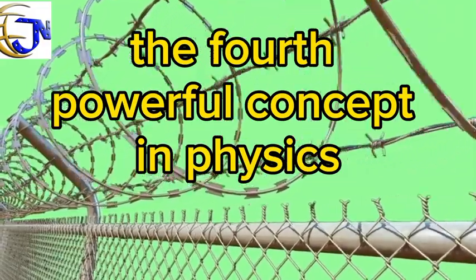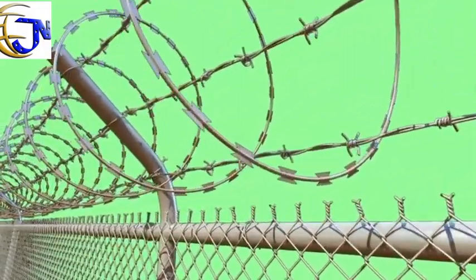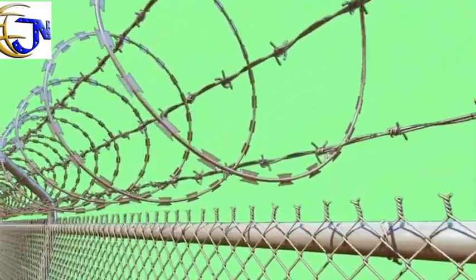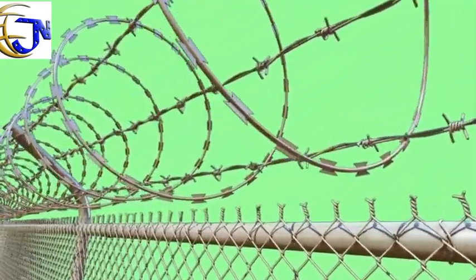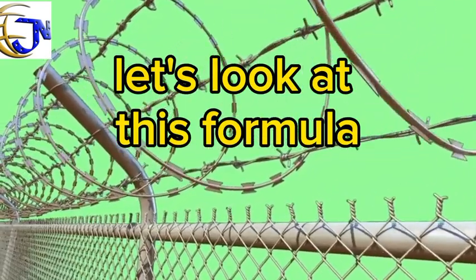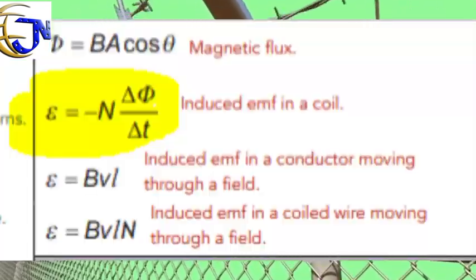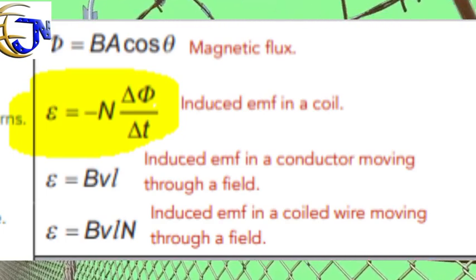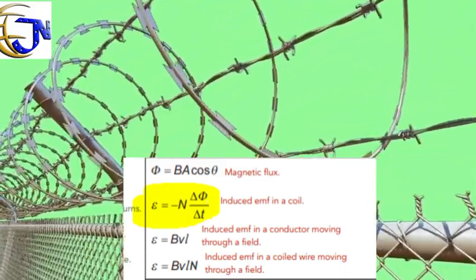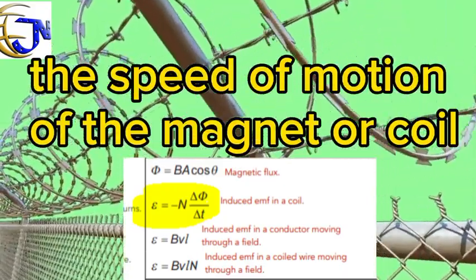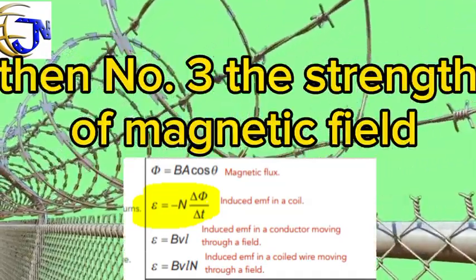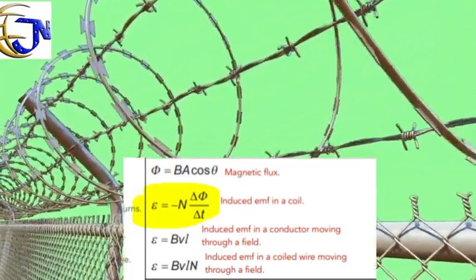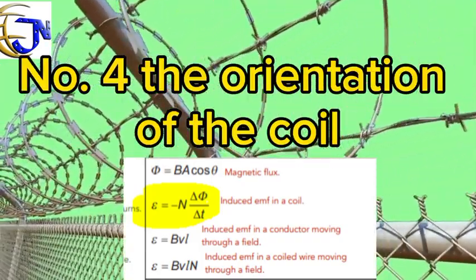The fourth powerful concept in physics and the factors that affect it is factors that affect induced EMF in a coil. Let's look at this formula while we list the factors. The first one is the number of turns of the coil. Number 2, the speed of motion of the magnet or coil. Then number 3, the strength of the magnetic field. Number 4, we can add the orientation of the coil.